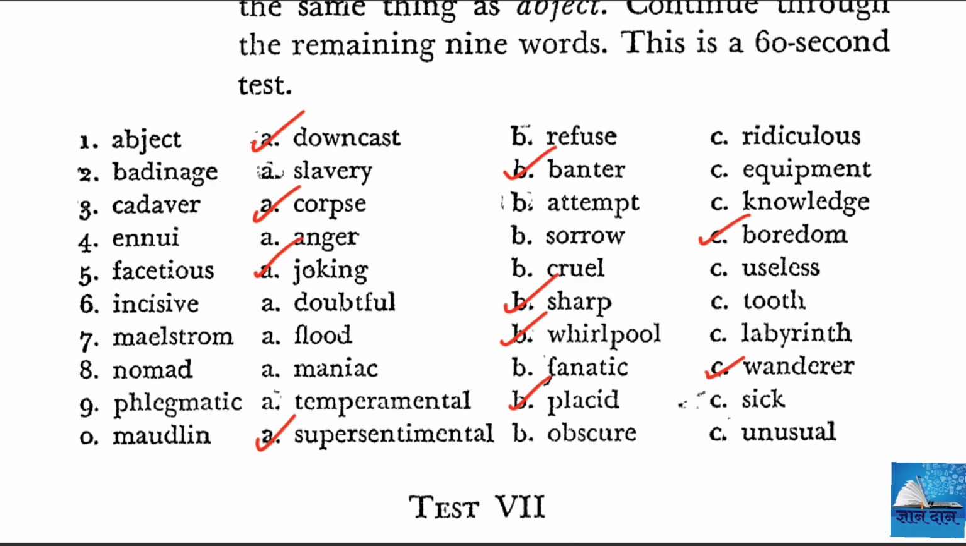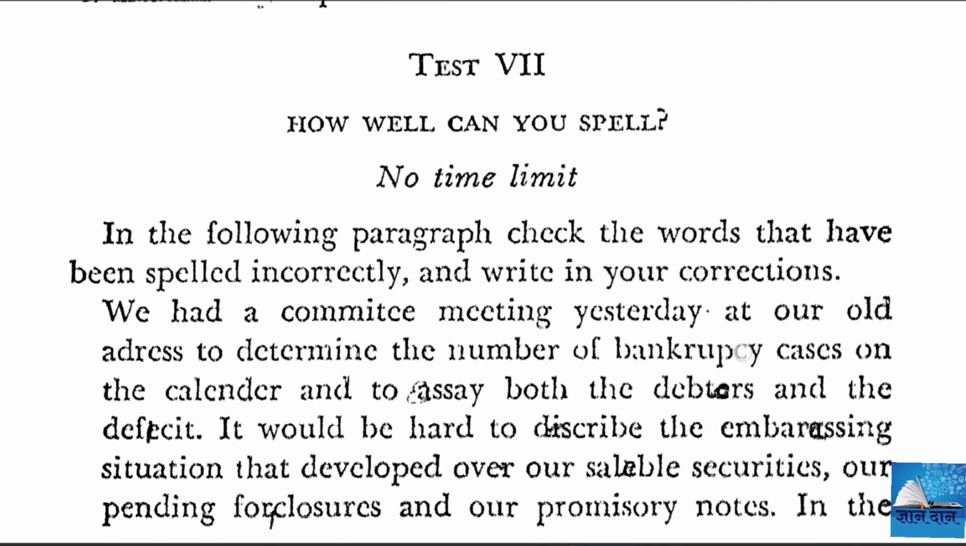These are the correct answers. Object A, bandage B, and so on. Count 2 for each correct answer. Perfect score should be 20. Moving on, test 7. How well can you spell?